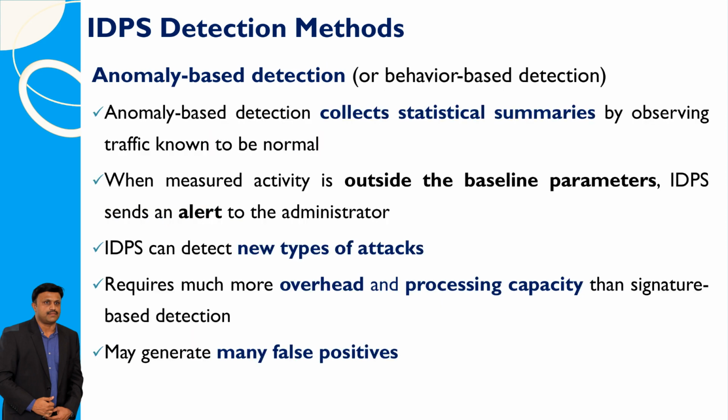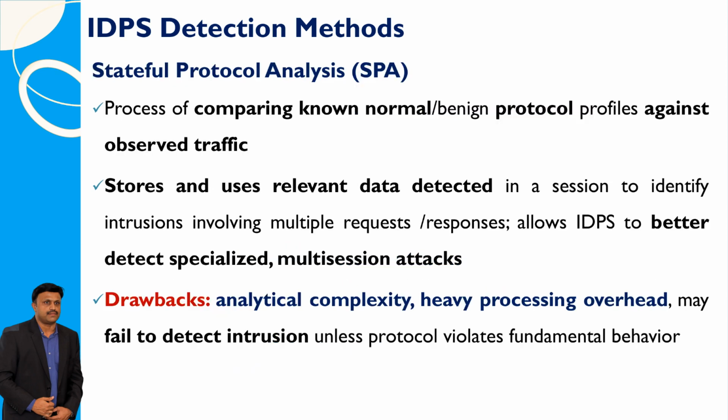Anomaly-based detection, also known as behavior-based detection, gathers statistical summaries by monitoring traffic deemed normal. When the observed activity deviates from established baseline parameters, the intrusion detection and prevention system issues an alert to the administrator, enabling the detection of novel attack types. However, this method demands significantly more overhead and processing capacity compared to signature-based detection, potentially leading to a higher occurrence of false positives. Stateful protocol analysis involves comparing known normal or benign protocol profiles with observed traffic.